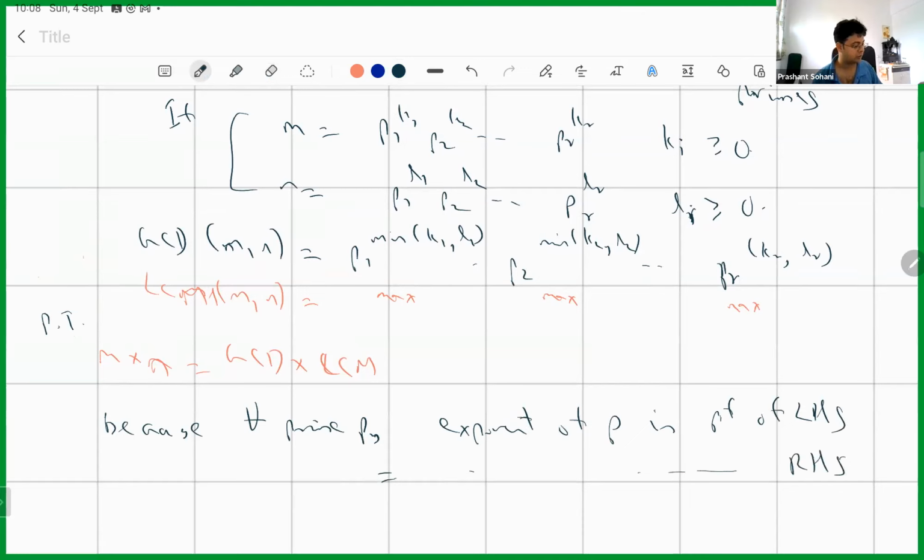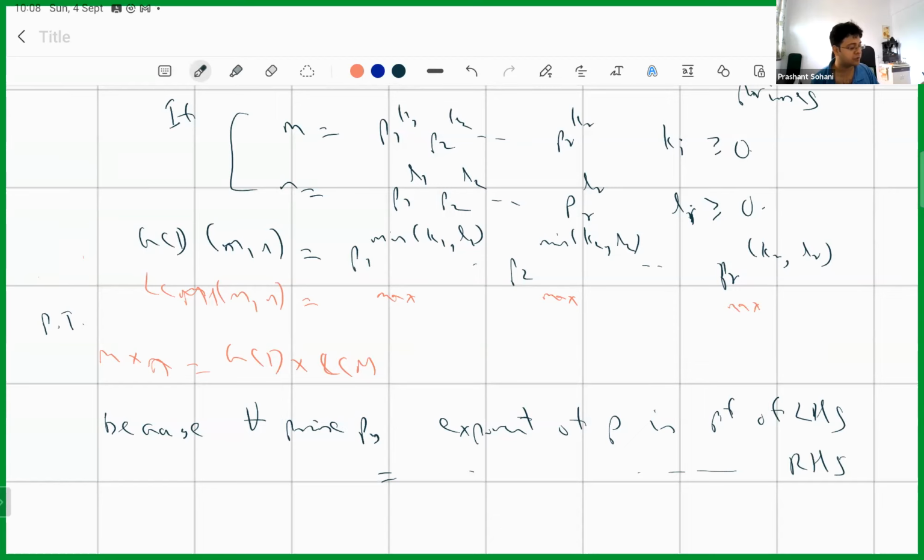Okay. So you can see that, right? Because there are two possible cases: the prime P is in the list P1, P2, ..., PR, versus it is not in the list. If P is not in the list, then it does not occur on either of the two sides. So the exponent is 0 in both cases.